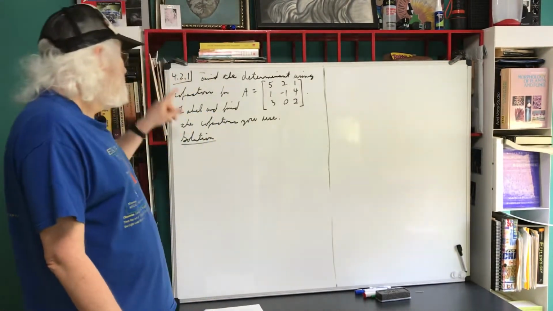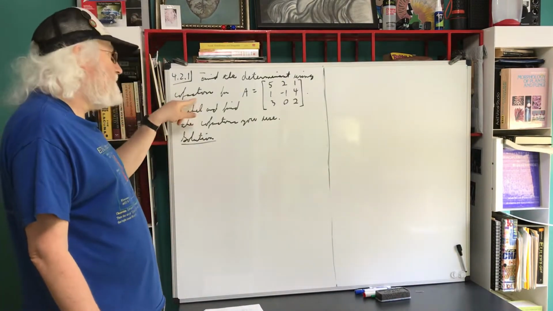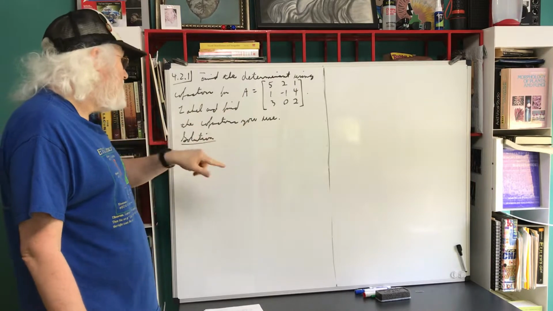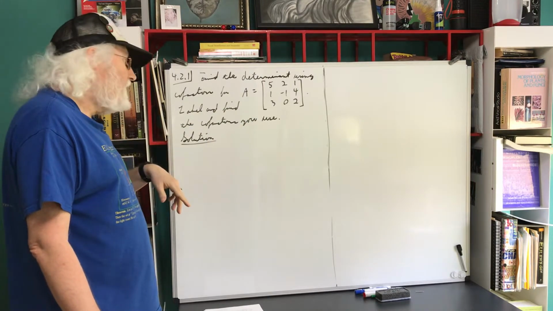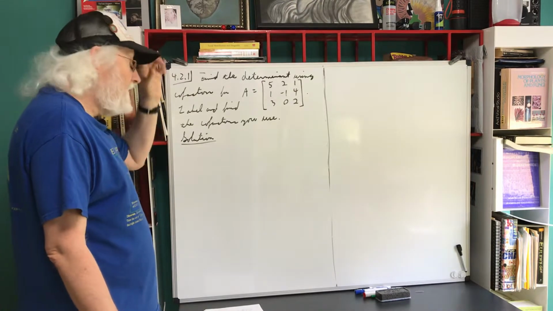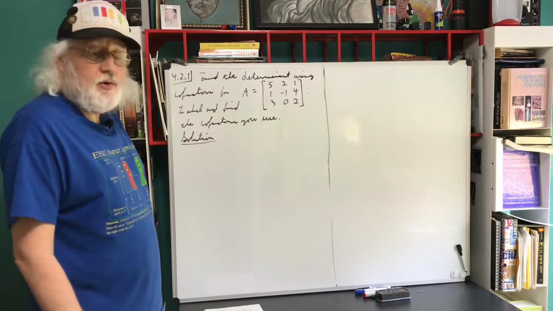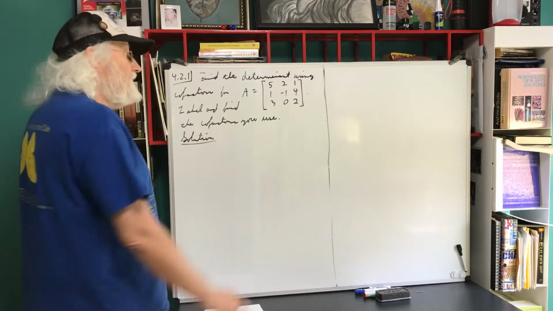to 4.2. Let's do exercise number 1. Find the determinant using cofactors for this 3 by 3 matrix. Label and find all the cofactors you use. Okay, we've seen that we could take a cofactor expansion along any row or column as it is.